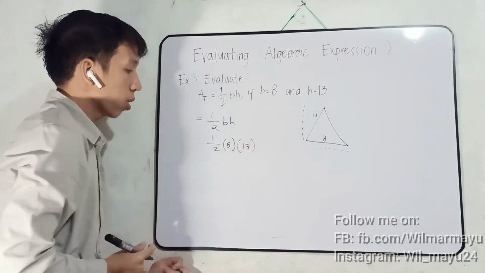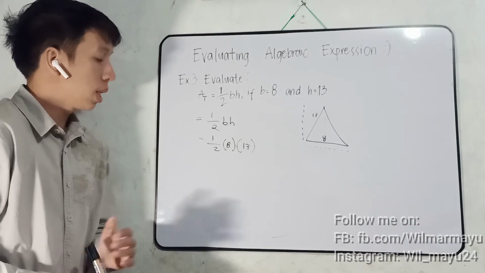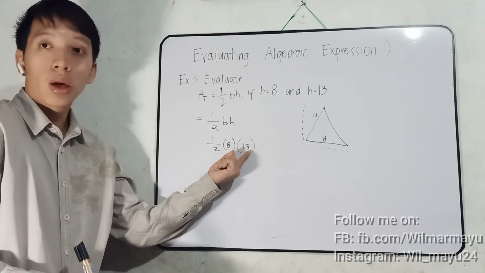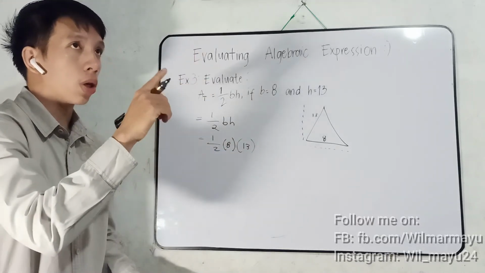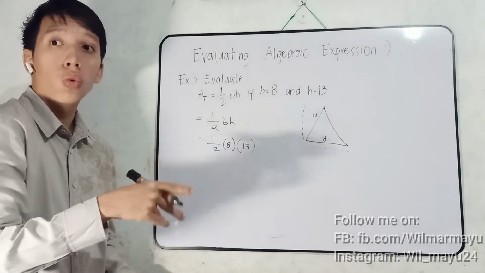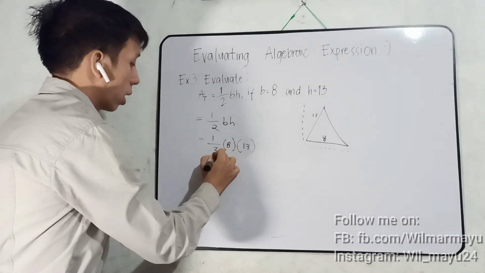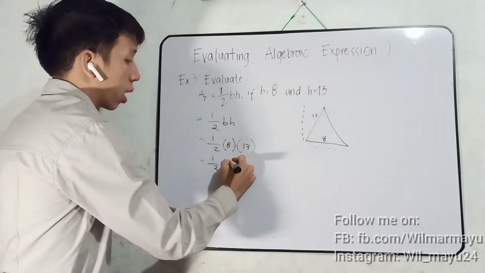So first things first, guys. So what we're going to do first is to multiply the base and height, which is 8 times 13, equivalent to 104. So the answer is 1/2, then multiply by 104.